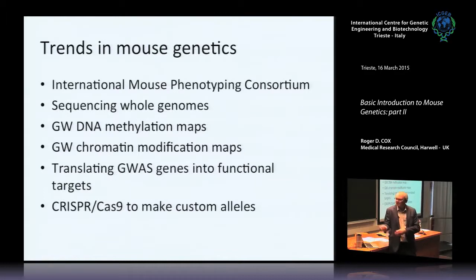And I guess the big thing at the moment is CRISPR-Cas9 for genome editing, a technology which I think we're going to hear about this week, for editing the mouse genome. It's potentially quicker than conventional technologies, and quicker and maybe cheaper.